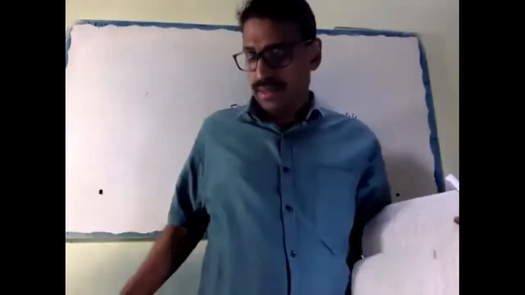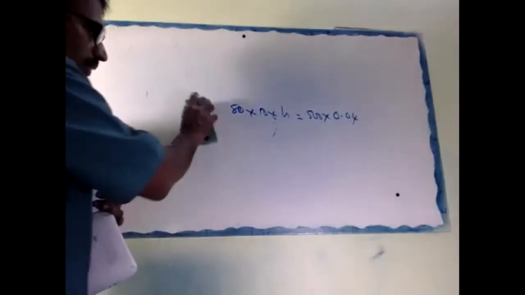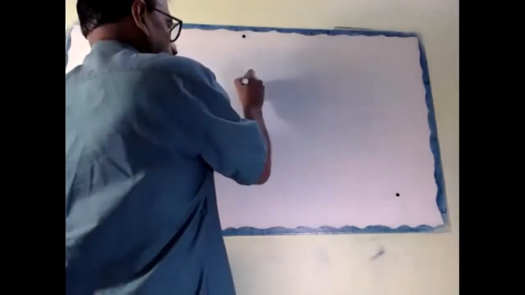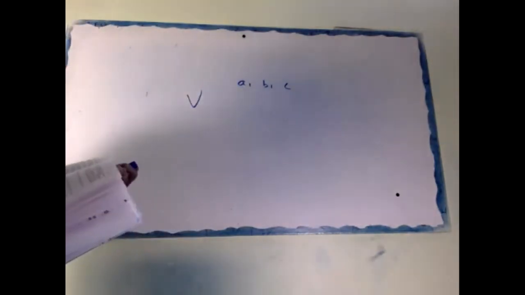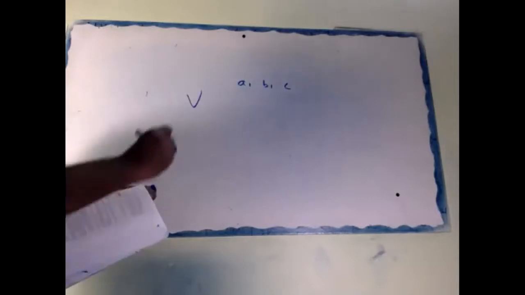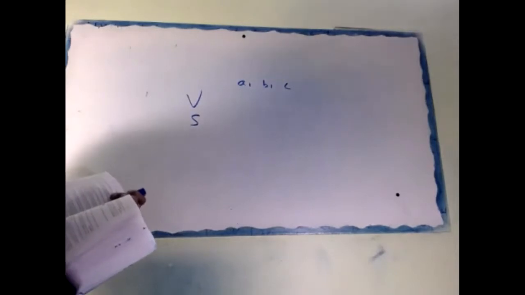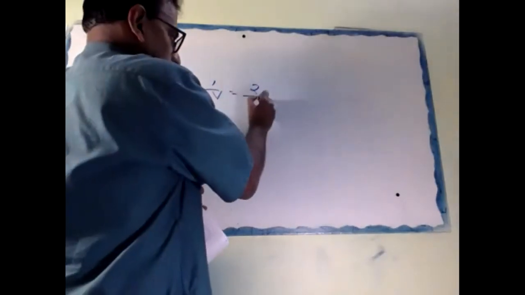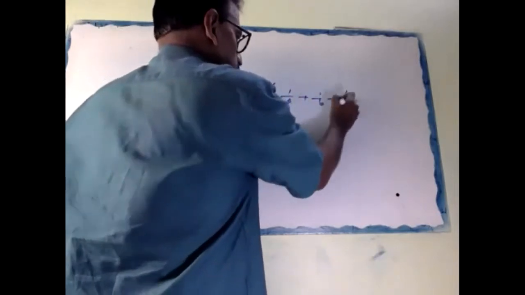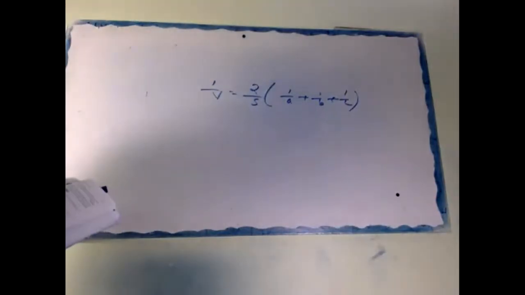If V, this is a star question. If V, capital V, is the volume of a cuboid of dimensions A, B, C, and S is its surface area, prove that 1 by V equal to 2 by S into 1 by A plus 1 by B plus 1 by C. Okay.